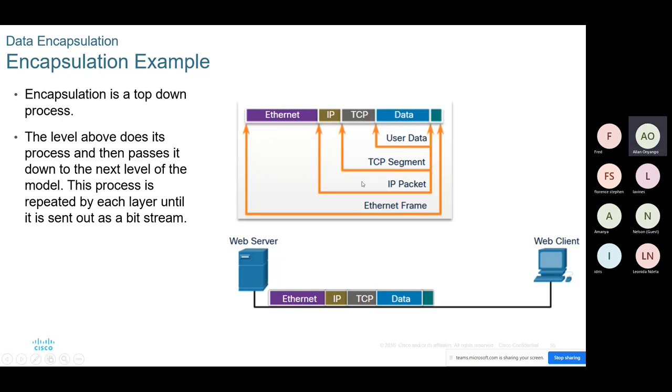Then it moves to layer 3 and a new covering is put on top of the segment, and we call it a packet. The packet moves to layer 2, data link, and a new cover is put on top of it, and it's now called a frame, or the Ethernet frame. Then it moves to layer 1, where we find the network media. Layer 1 is the physical layer.